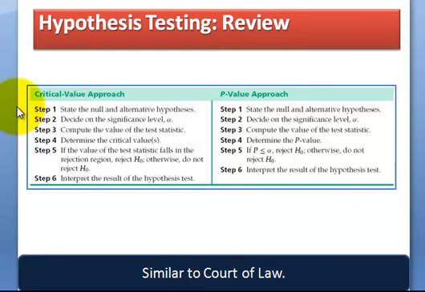The p-value approach is very similar. You state the null hypothesis. You decide your significance level. You compute the value of the test statistic. That test statistic allows you to determine the p-value, which is the probability of getting that test statistic or more extreme. And then if your p is less than or equal to your alpha, you reject your null hypothesis. In step 6, you interpret the results.